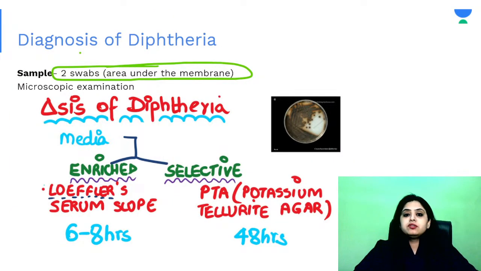Then I have two options, like all of you were confused. Either I can put it into Loeffler or I can put it into potassium tellurite agar. One of them is an enriched medium. One of them is a selective medium.